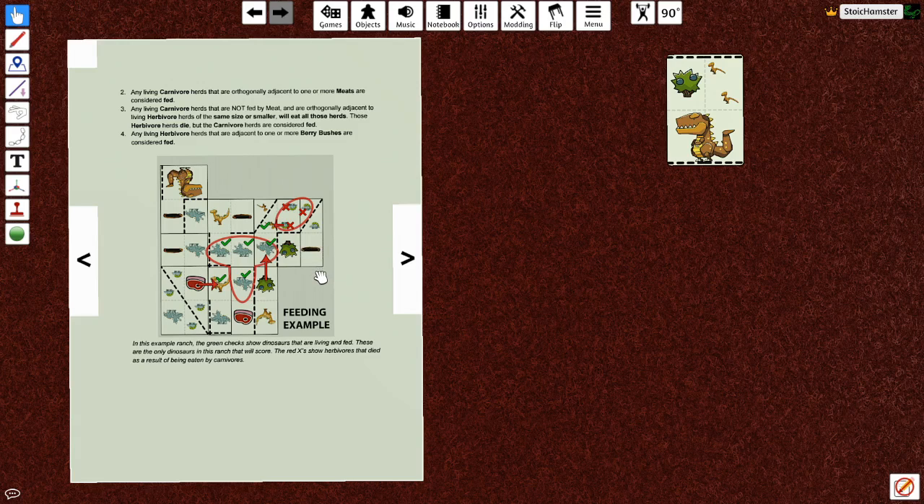Finally, any herbivore that avoids falling in a tar pit and getting eaten by carnivores is considered fed if they are adjacent to a berry bush. These triceratops lucked out. They would have been eaten by the Allosaurus if it hadn't fallen into that tar pit.